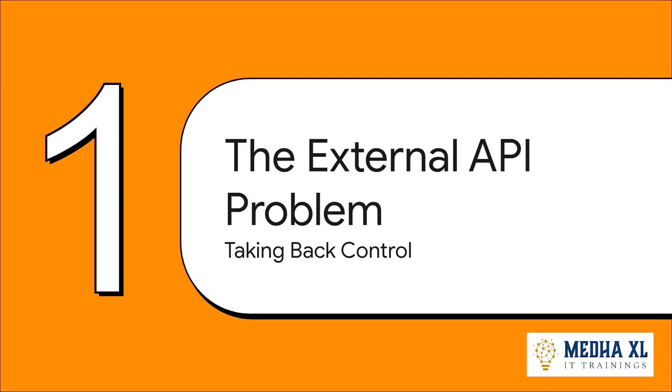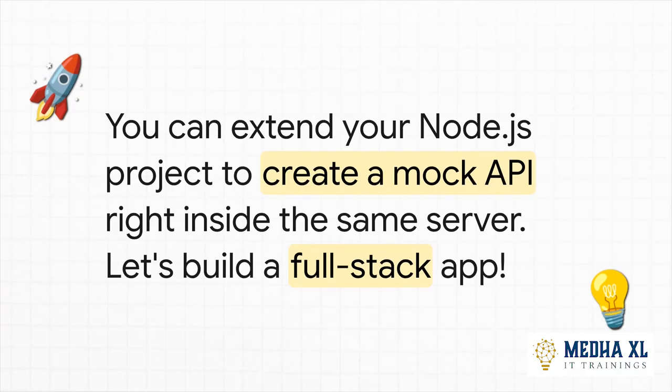So yeah, that dependency on outside data, that's the real problem we're talking about today. And we're going to break down exactly how to solve it and take all of that control back. Here's the cool part. The solution is probably already sitting right there in your project folder. We can actually use the Node.js server you already have to whip up a powerful mock API, turning our little project into a real-deal, self-contained, full-stack application.